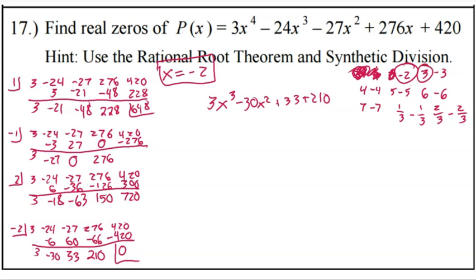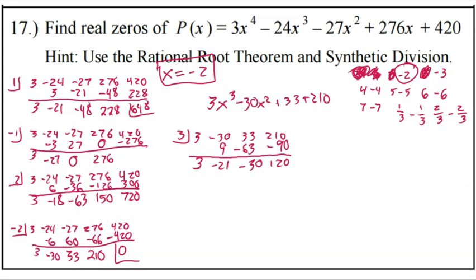Let's move on, however. Let's move on to 3. Okay, let's try a 3, and we'll do 3, negative 30, 33, and 210. All we're doing is, remember, because we found one, we're now going to work with these 4 numbers. It's going to make it a little easier. Bring down the 3, times 3 is 9, plus negative 30 is negative 21, times 3 is negative 63, plus 33 is negative 30, times 3 is negative 90, and plus 210 is 120, not 0, therefore 3 is not one of our numbers. Now let's try negative 3.